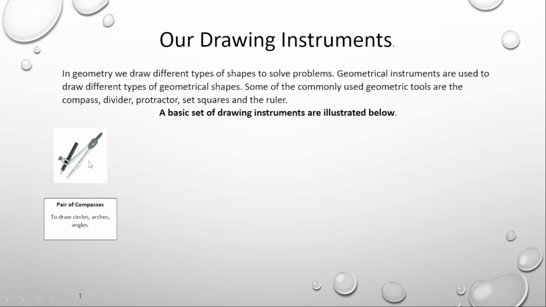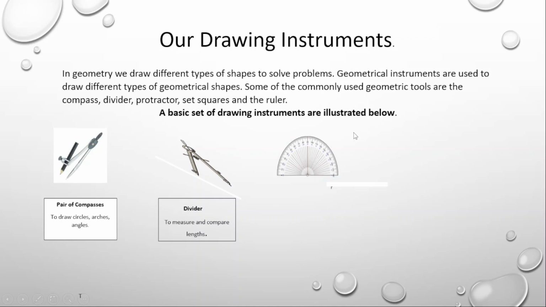This is our pair of compasses, and we use that to draw circles, arches, and angles. Then we have what we call the divider. That is to measure and compare lengths. Then we have our protractor, and that is the instrument that we are going to use today. That is to measure angles.